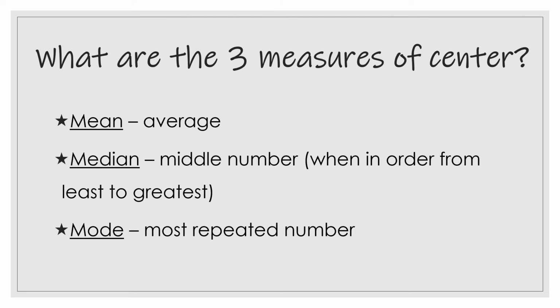The first measure of center is the most common one that you have probably used a lot, which is the mean, also called the average. Sometimes you'll see this denoted as X with a bar over the top, which also means mean. The median is just the middle number. The only thing you have to be careful of here is that you order the numbers from least to greatest. And the most repeated number is called the mode.